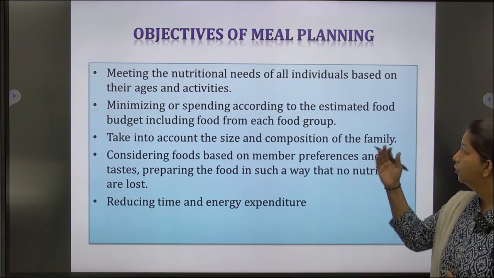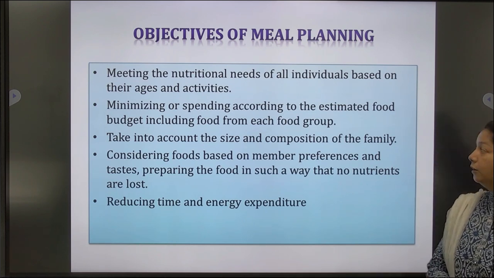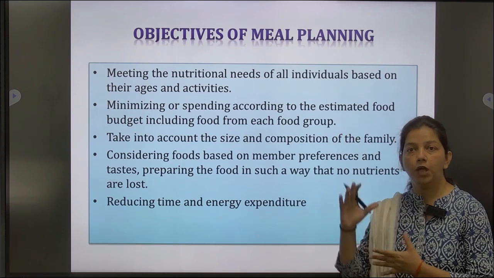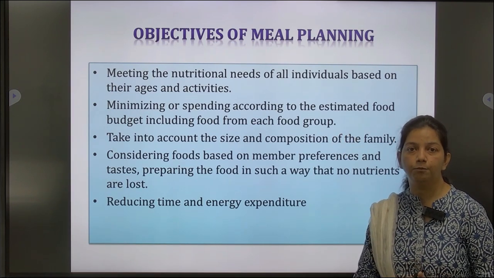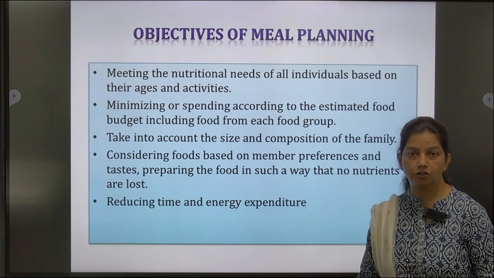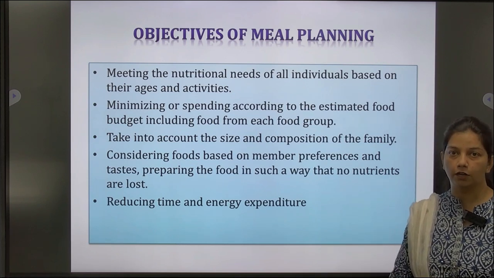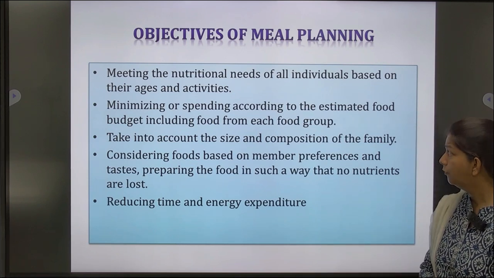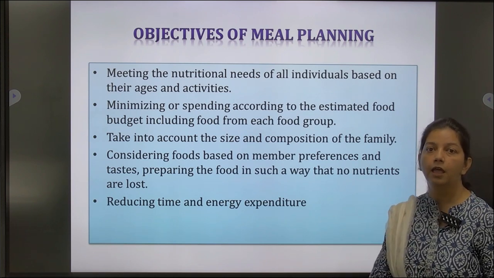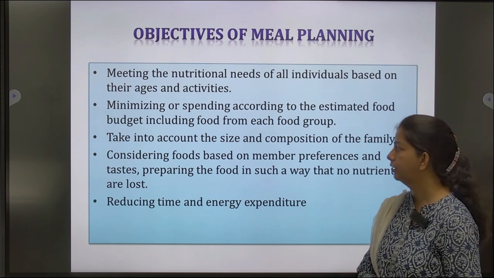Secondly, minimize spending according to the estimated food budget. And always choose food items from different food groups. So we have to keep in mind all five basic food groups: cereals, pulses, fruits and vegetables, oils and oil seeds, and sugar and milk products. We have to choose food items from different food groups to make a balanced diet. And it should be economically balanced according to their socioeconomic status.